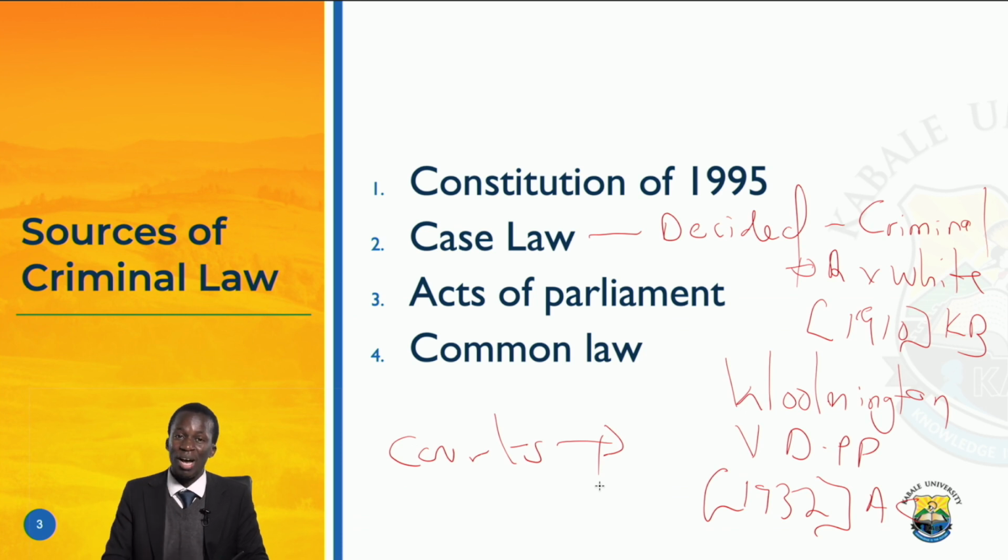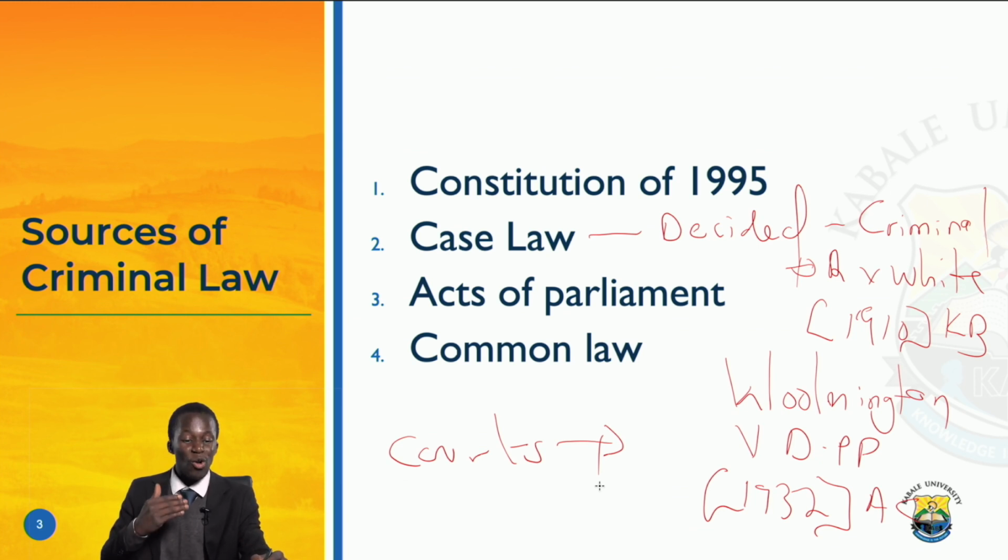Above the magistrate courts, we have what we call the High Court, or Court of Judicature, and also the Court of Appeal and the Supreme Court. Each of these courts makes decisions which are very important. Some of the decisions, not all, but some of them, will be fundamentally vital for your reading of criminal law.